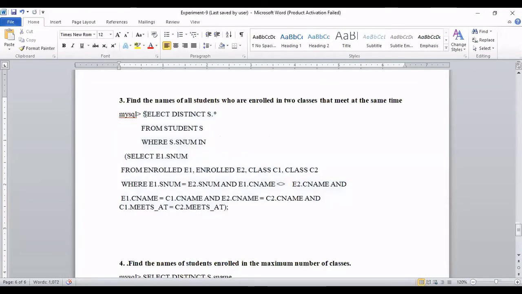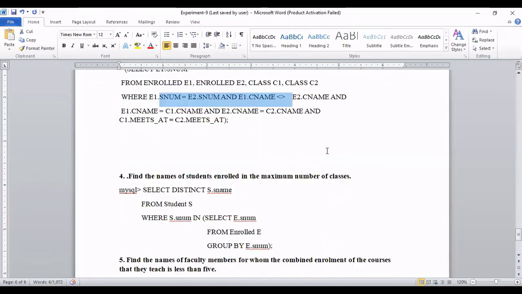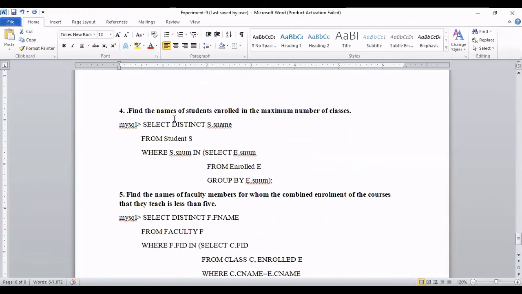This is not a nested query operation. This is a self-join operation: enrollment E1, enrollment E2, class C1, class C2, and these conditions you can apply. If you don't understand, then please see the video for 4CC2 students, where I have explained with 2 to 3 examples. Next, coming to find the names of the students enrolled in the maximum number of classes.